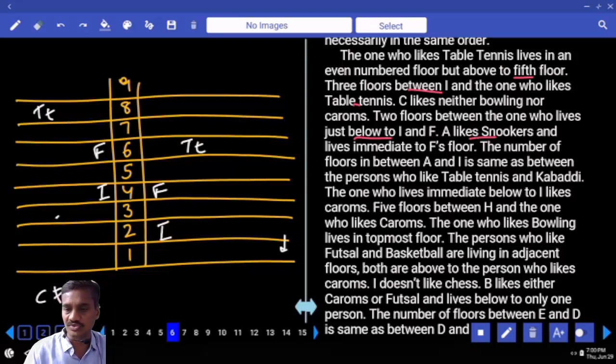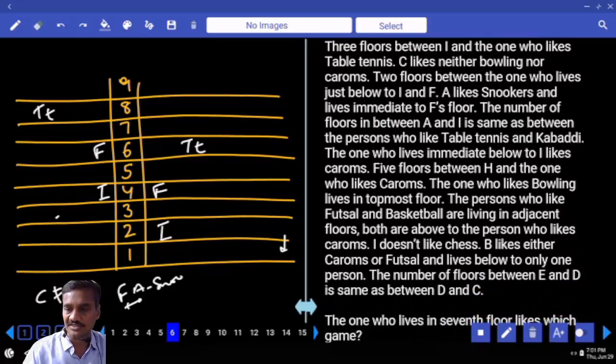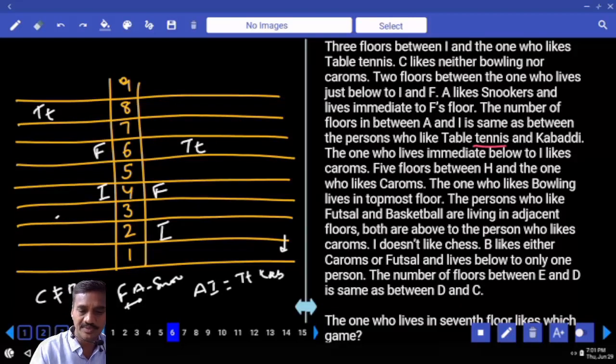And A likes snooker and lives immediately next to F. A and F must be together. And the number of floors between A and I is the same as between the one who plays TT and the one who plays Kabaddi. Now A and I, same as TT and Kabaddi. The next one, A and I, TT and Kabaddi.